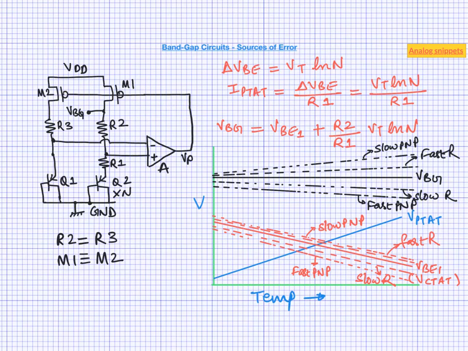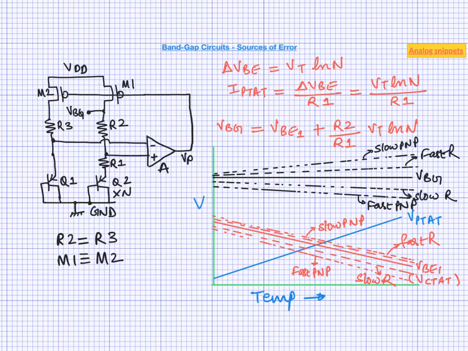Okay, so how do we correct these errors? The most common way is trimming. Trimming involves measuring this value on some kind of test equipment and then changing some circuit parameter to correct for the errors. The most common way to do trimming in this circuit would be either changing R1 or R2. In the simplest scheme, R2 may have different taps towards the top and we simply select the most accurate value.